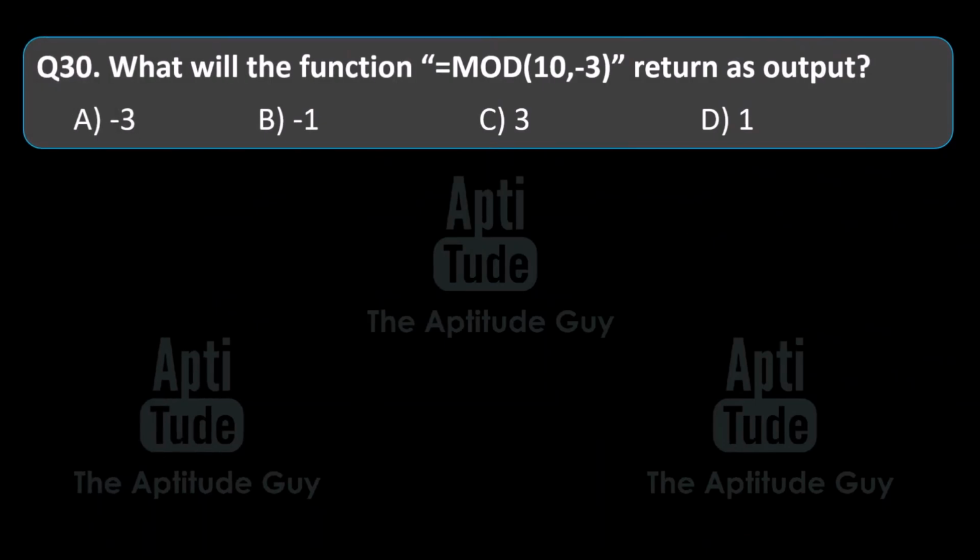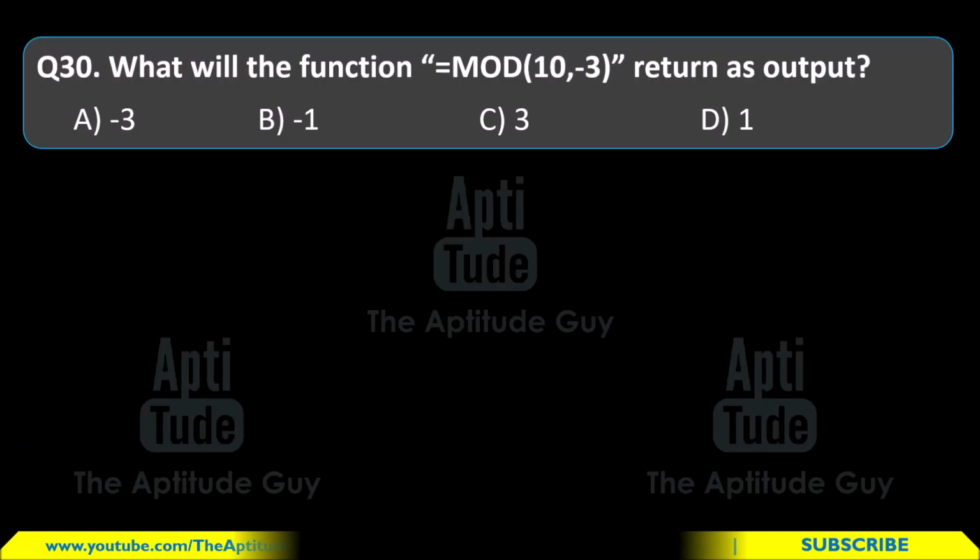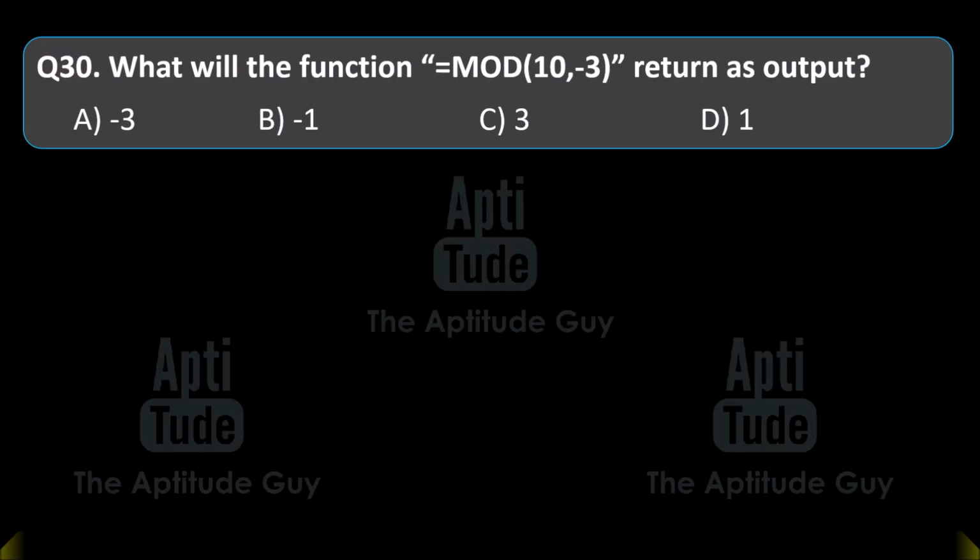Question number 30. Oh, a little bit of mathematics there. What will the function equal to mod 10, minus 3 return as output? Okay. Now this question is a slight bit of a tricky question. Think about it. Give me the answer. Okay. Now, if at all you enter this in Excel, the answer that you will get is actually minus 2. Now, why so? Because you're dividing it by minus 3.